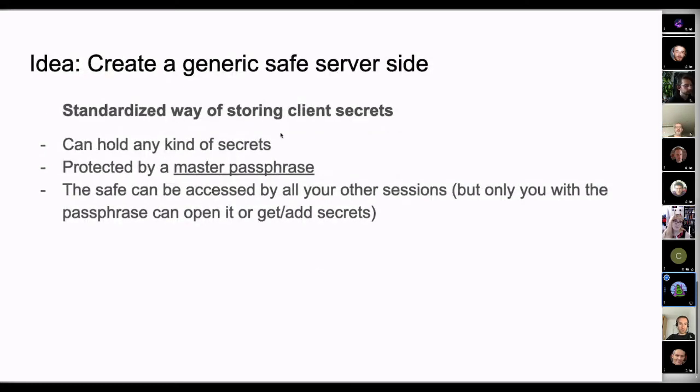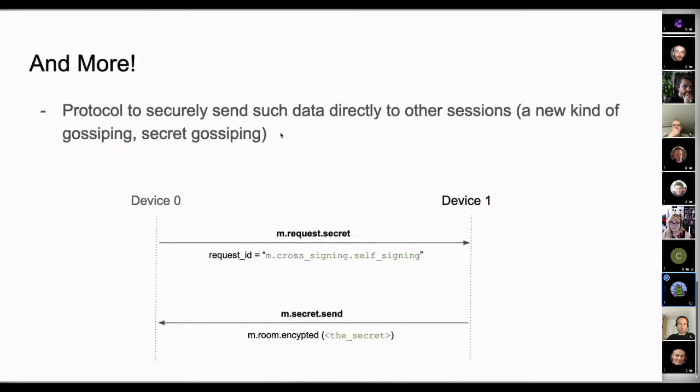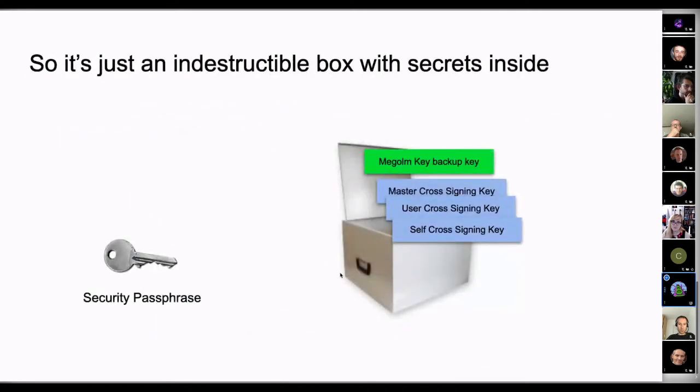So that's why we created the Quad-S. So it's a generic safe that is server-side. It's a standardized way of storing client secrets, so you can hold any kind of secret. It's protected by a master passphrase, the only thing you have to remember. And all your sessions can access your server safe. And what is nice is that there is also a protocol that allows your trusted sessions to exchange secrets that are in the safe. So yeah, basically it's an indestructible box with secrets inside.